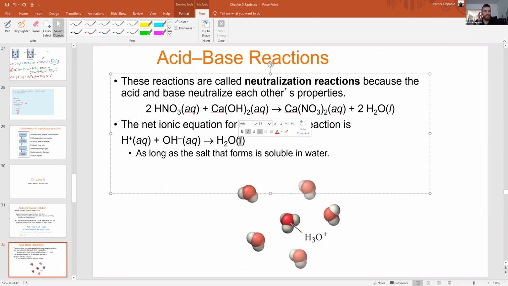Now, here's what's a little bit different. Whenever you have aqueous, that means it's a solution, meaning its solvent is water. But if you have liquid or solid, that's telling you it's a pure substance and it cannot be broken apart. So let's get the net ionic equation for this one. Let's just do another example.